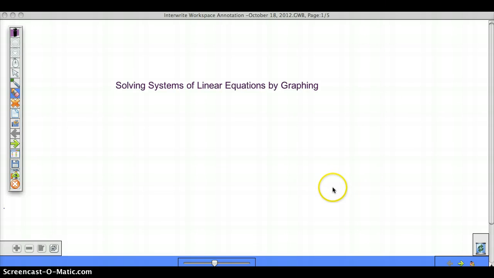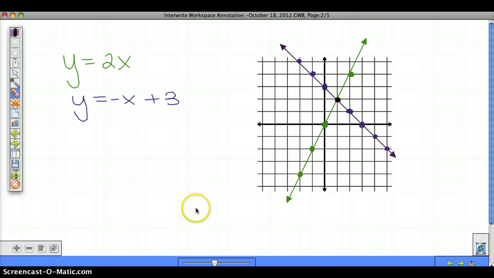Today we are going to solve systems of linear equations by graphing. Systems of linear equations are just when you have two different equations and we're trying to find the solution to both of them. So when we graph this, this is the point where they intersect. All we are looking for today is the point of intersection.